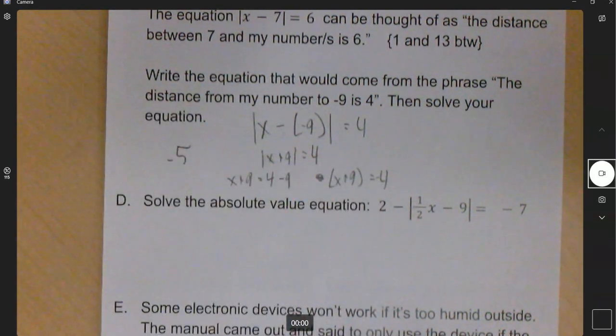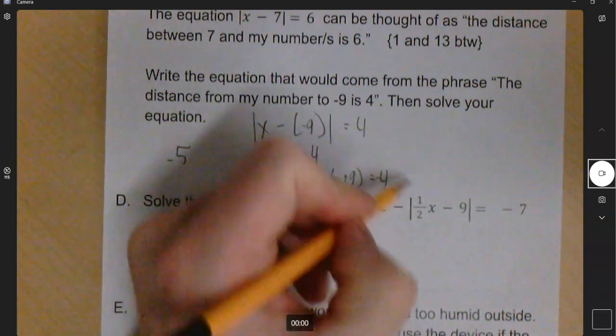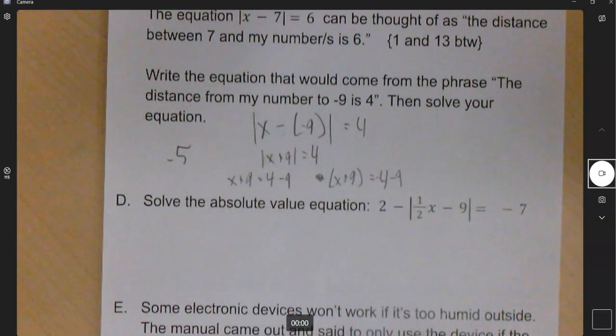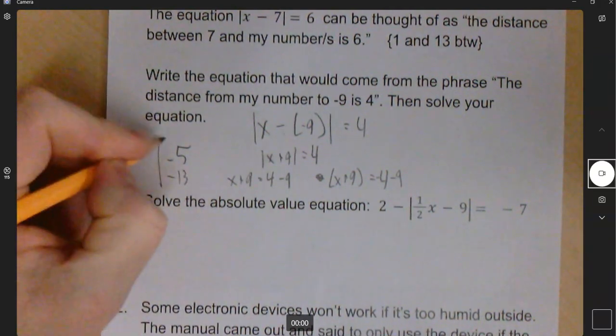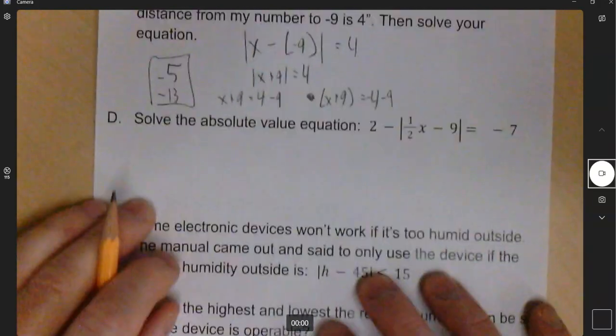It's looking like a useless step, like why not just do 4 and -4, but stick with me, you'll see it in the end. Subtract 9 on that one as well, and I'll get -13. So my two answers for this one are -5 and -13.